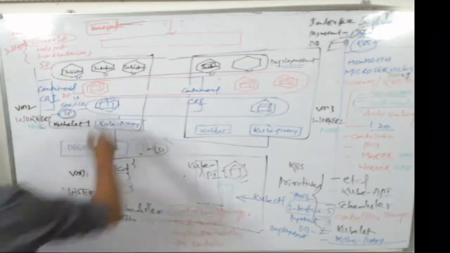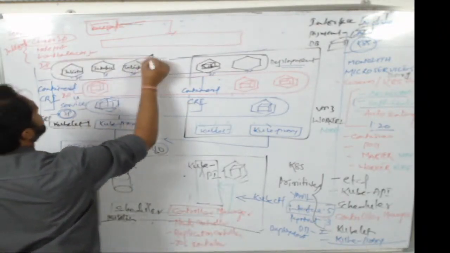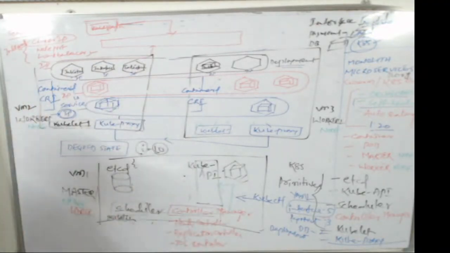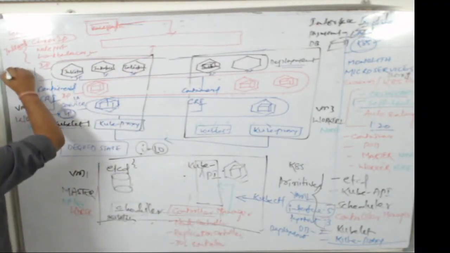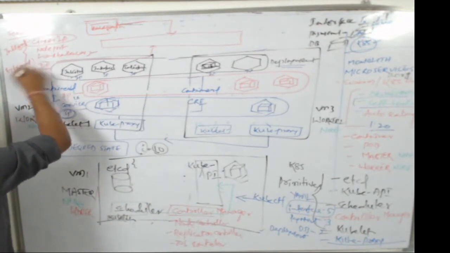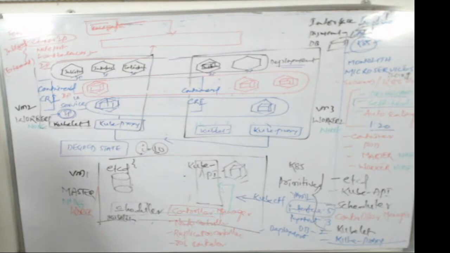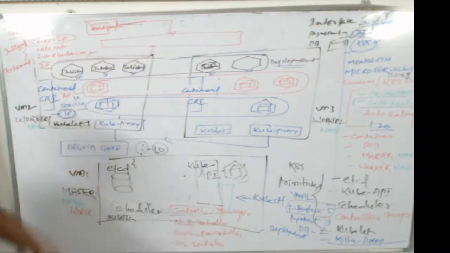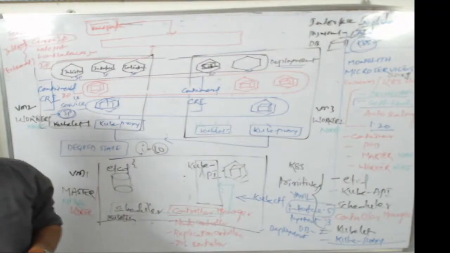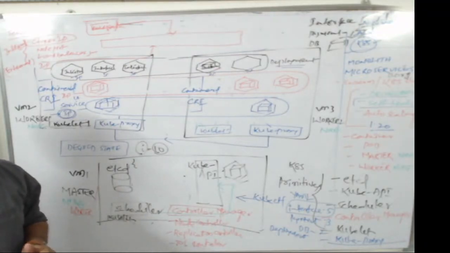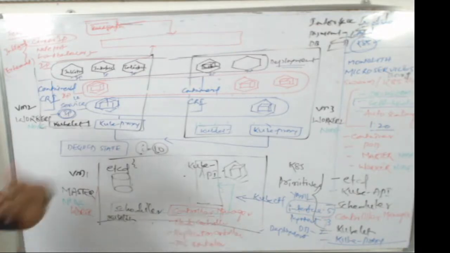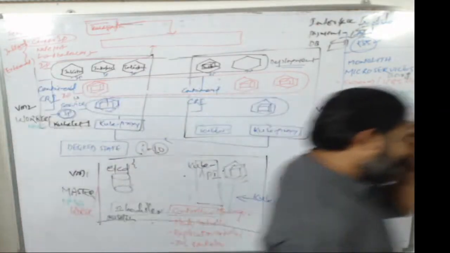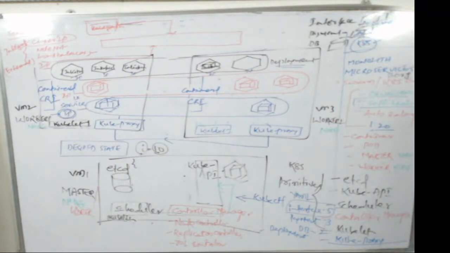Now the load balancer is the external. So cluster IP is an internal service IP and load balancer IP is an external service IP. What do we mean by external? It's accessible from outside. When you run a ping command on your laptop, you will get a response from that IP.